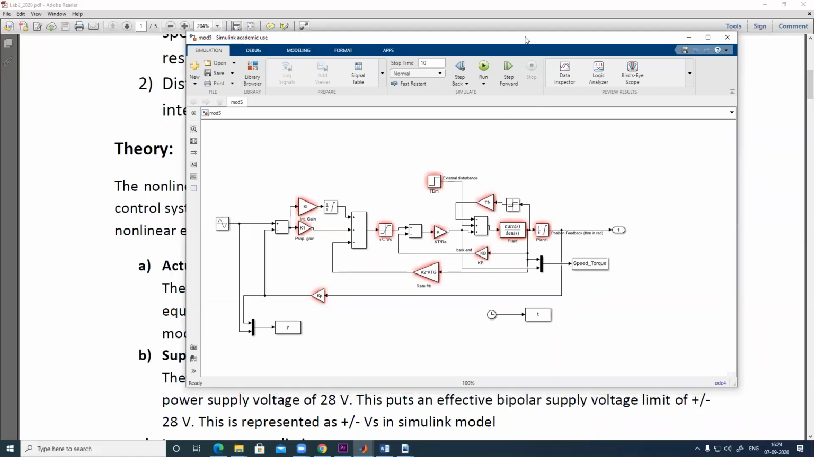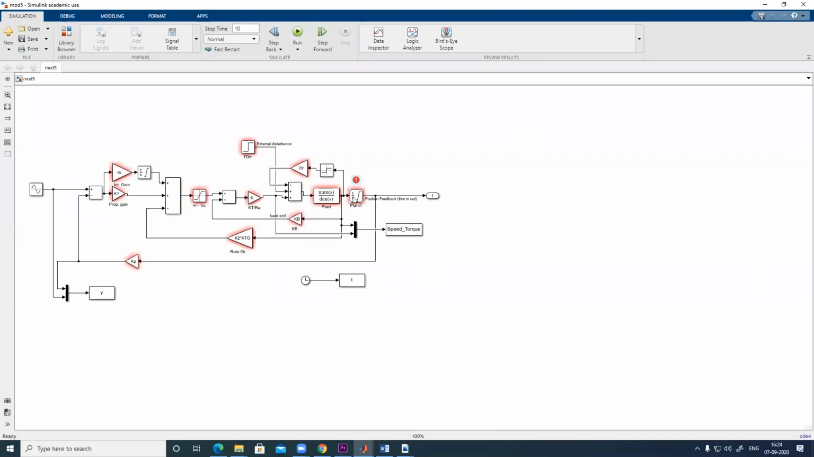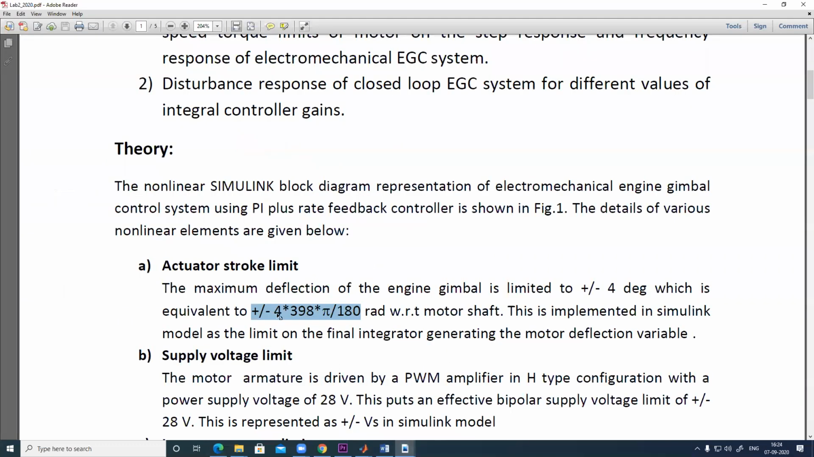So the motor side deflection maximum is plus or minus 4 degrees. So you have to limit that. With this omega is integrating, you will get theta. That theta you have to limit it to plus or minus 4 degrees. So here you are applying it in motor side, that theta m only, not theta l. So you have to multiply 4 into 398 into pi by 180 for the maximum deflection. So it can maximum deflect up to plus 4 degree or minus 4 degree.